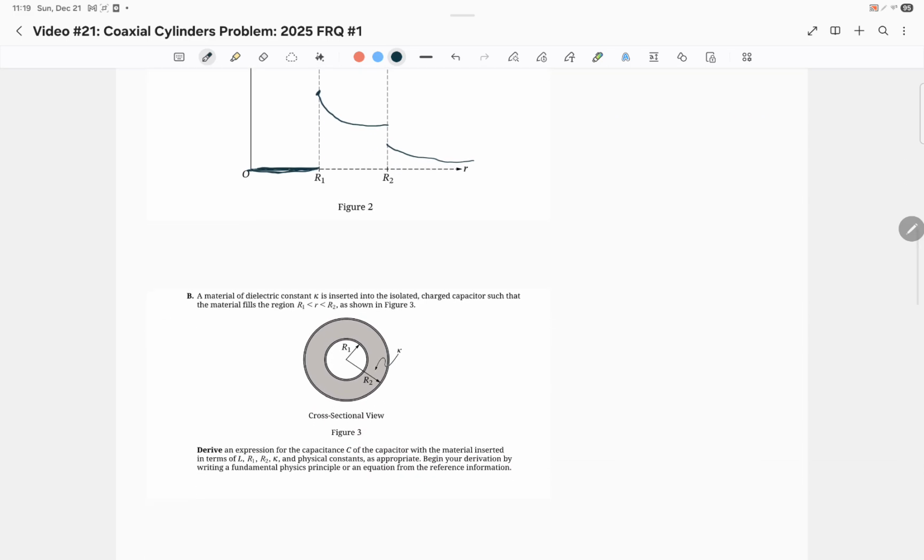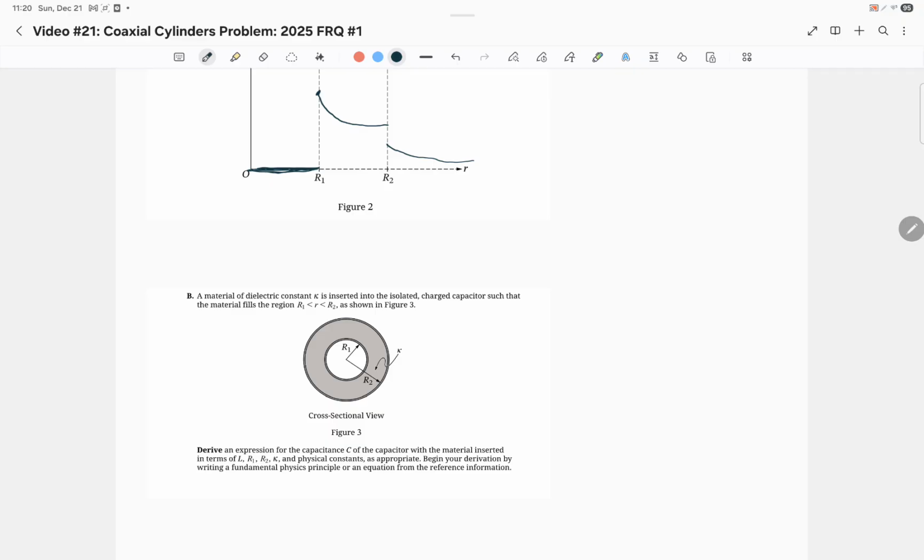Okay. A material of dielectric constant K is inserted into the isolated charged capacitor such that the material fills that region, as shown in figure 3. Determine the capacitance C of the capacitor with the material inserted in terms of those things and physical constants as appropriate. Begin your derivation by writing a fundamental physics principle or equation from the reference. Okay.